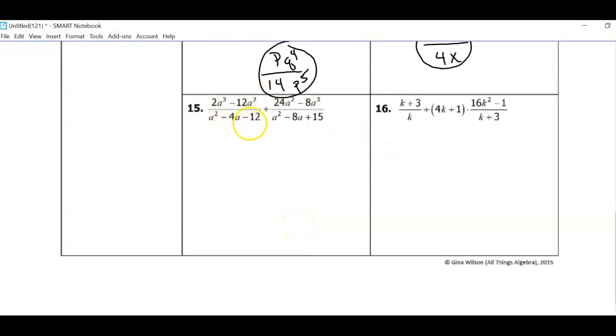Factoring this numerator, I have a 2a squared, and then what's left is a minus 6. Okay, denominator. That's going to be a minus 6, a plus 2. All right, we're multiplying that times. This needs to flip over, so this trinomial goes on top. So that's going to be a minus 3, a minus 5.